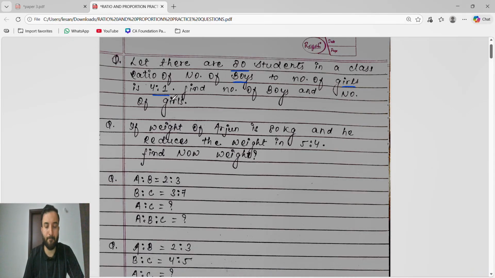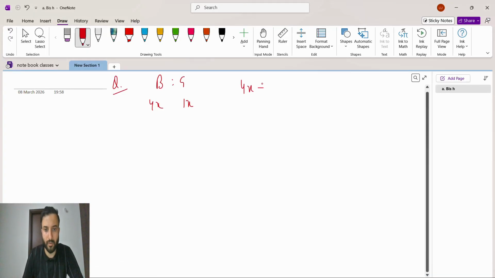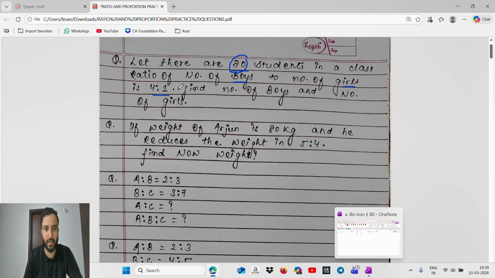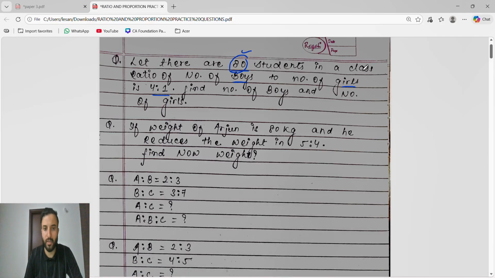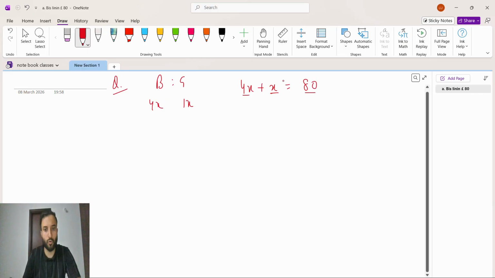So the total is what, guys? 80 students are there. How will we make the students? Boys plus girls gives the students. So 4x plus x equals 80, right? Number of boys plus number of girls equals total students. They have given that there are 80 students in a class, and the ratio of boys to girls is 4:1. So boys is 4x, girls is 1x, and 4x plus 1x gives 80 students. The reason is boys plus girls is 80, the total number of students.